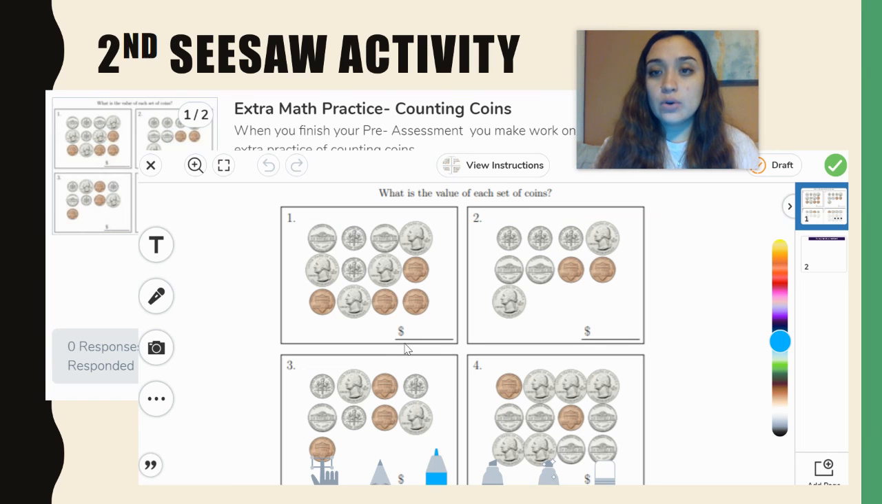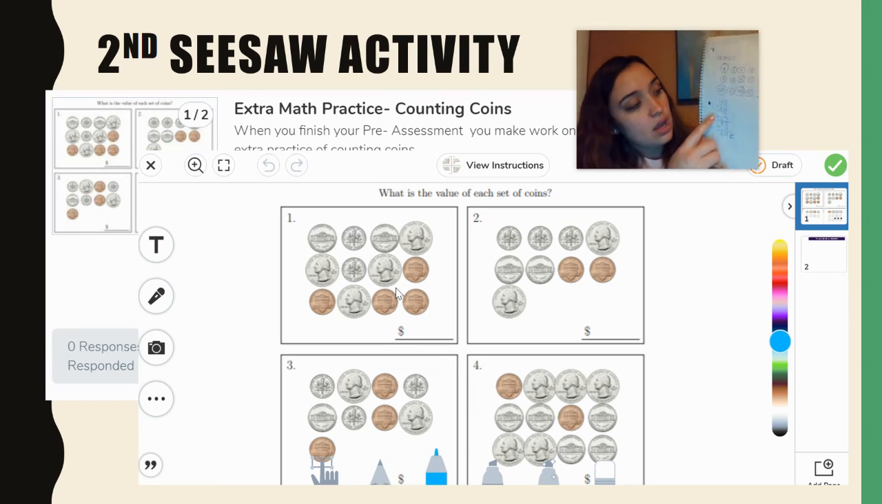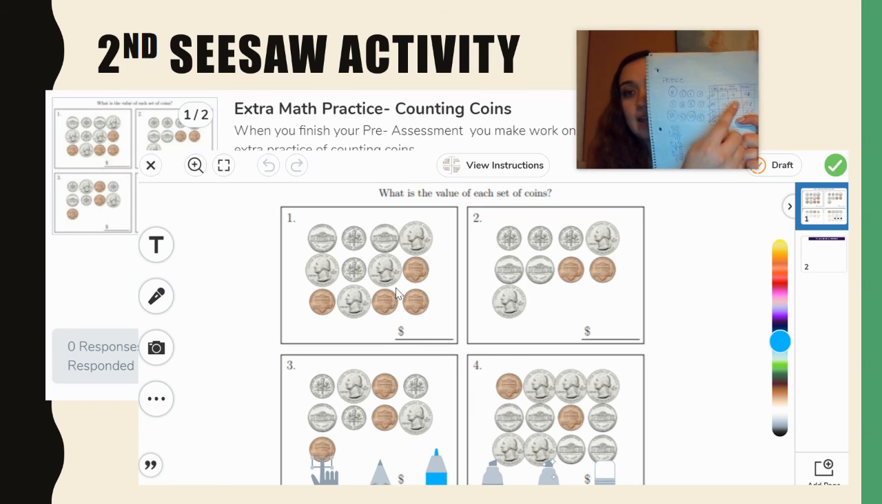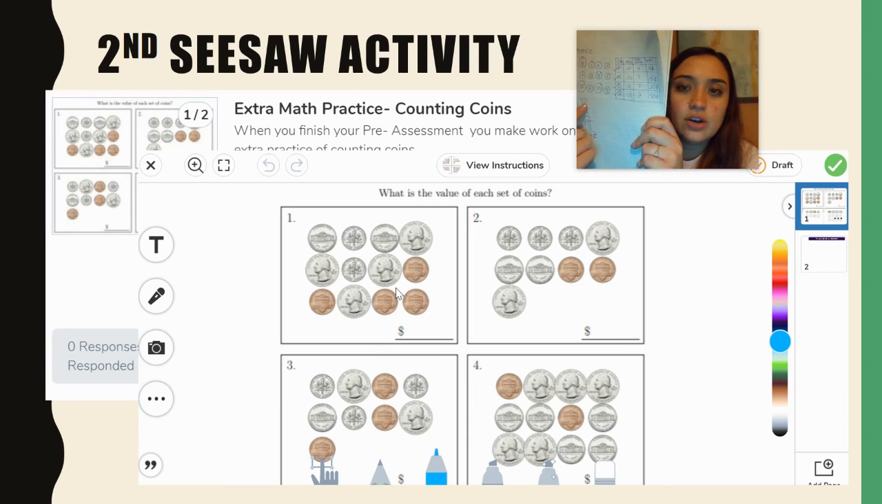You're going to label all the coins first, and then in your notebook, you will write down all of your totals like this. You'll count up how many dimes you have, how many nickels, how many pennies, you'll write out your totals, and then you'll add them up together, okay? And that will be done in your journals.